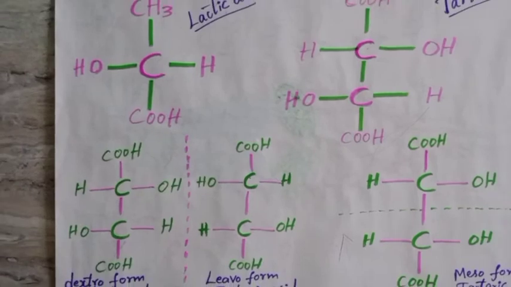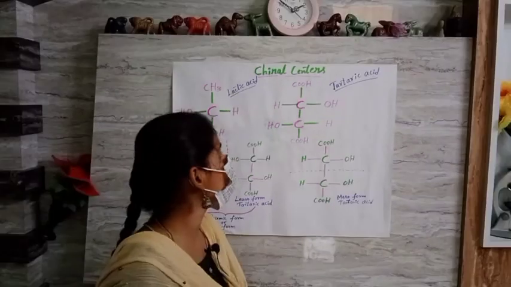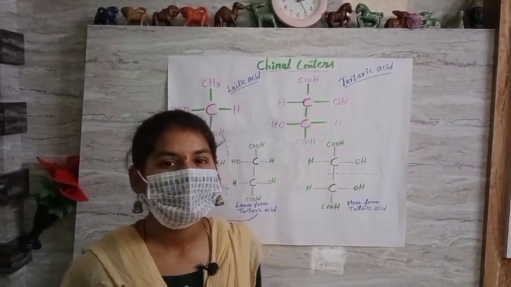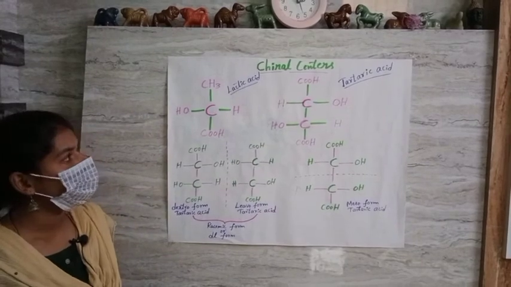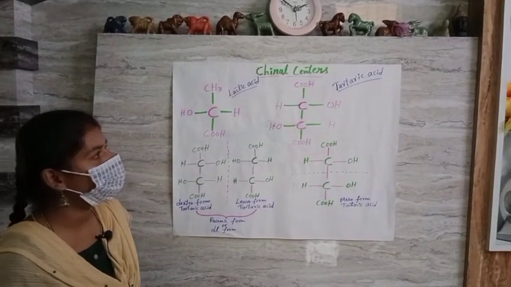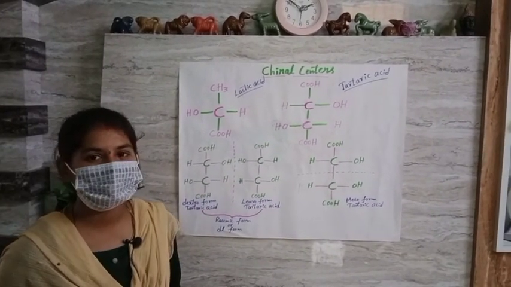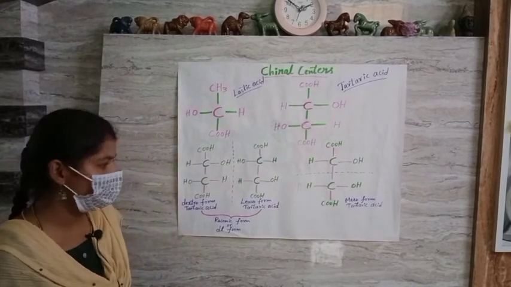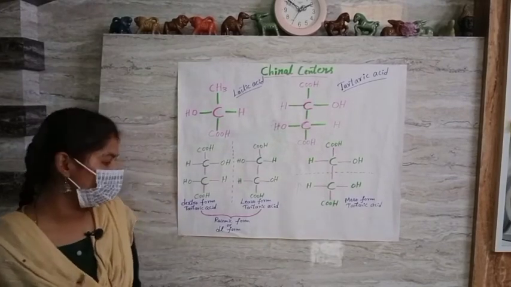I hope in today's class we have understood what a chiral center is and what different activity and behavior we can see in tartaric acid with the different forms like dextro, levo, meso and also the racemic form.